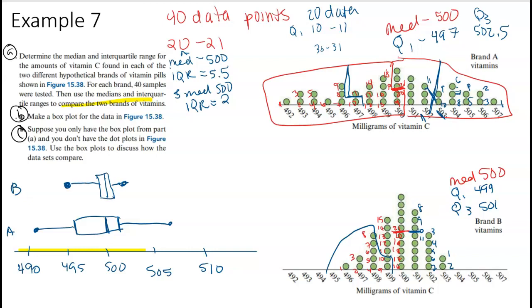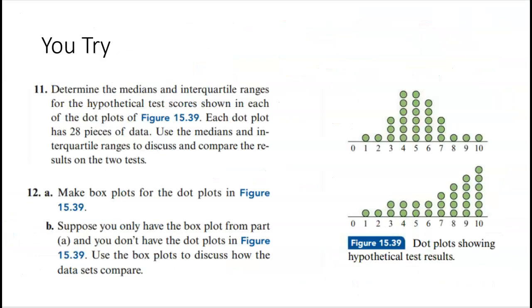It says, suppose you only have the box plot, I should say for part B, and you don't have the dot plot. Use the box plot to discuss how they compare. So I can see that this data is much closer to the median, which quite frankly is the brand I would prefer to buy, so that my vitamins are all the same amount of vitamin C. I can see that brand A has more variability and brand B is more consistent because the IQR is less. You go ahead and give these a try, press play when you're ready to see the solution.